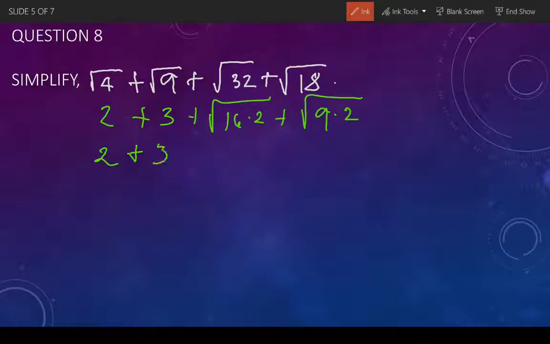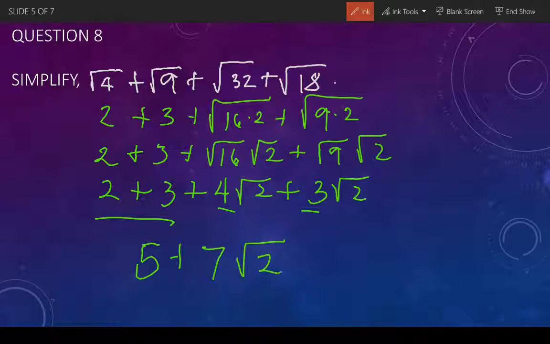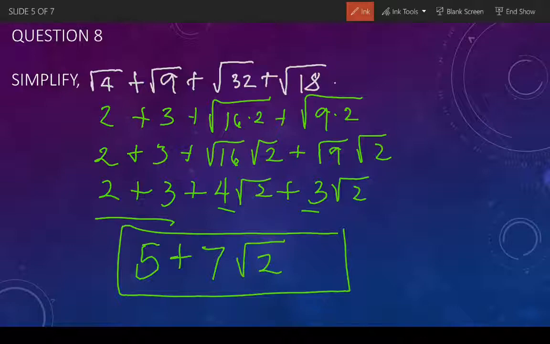And we're going to simplify. 2 plus 3 plus square root of 16 square root of 2 plus square root of 9 square root of 2. So we have 2 plus 3 plus 4 square root of 2 plus 3 square root of 2. And then let us combine similar terms. We have 2 plus 3 will be 5 plus 4 plus 3, we have 7 square root of 2. So our answer will be 5 plus 7 square root of 2.